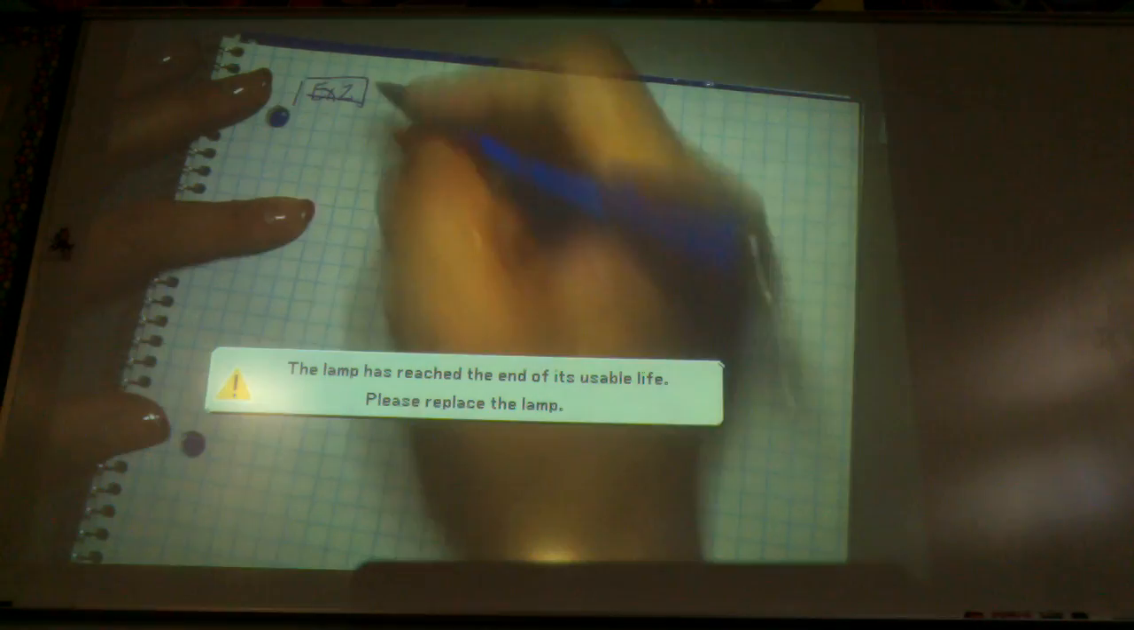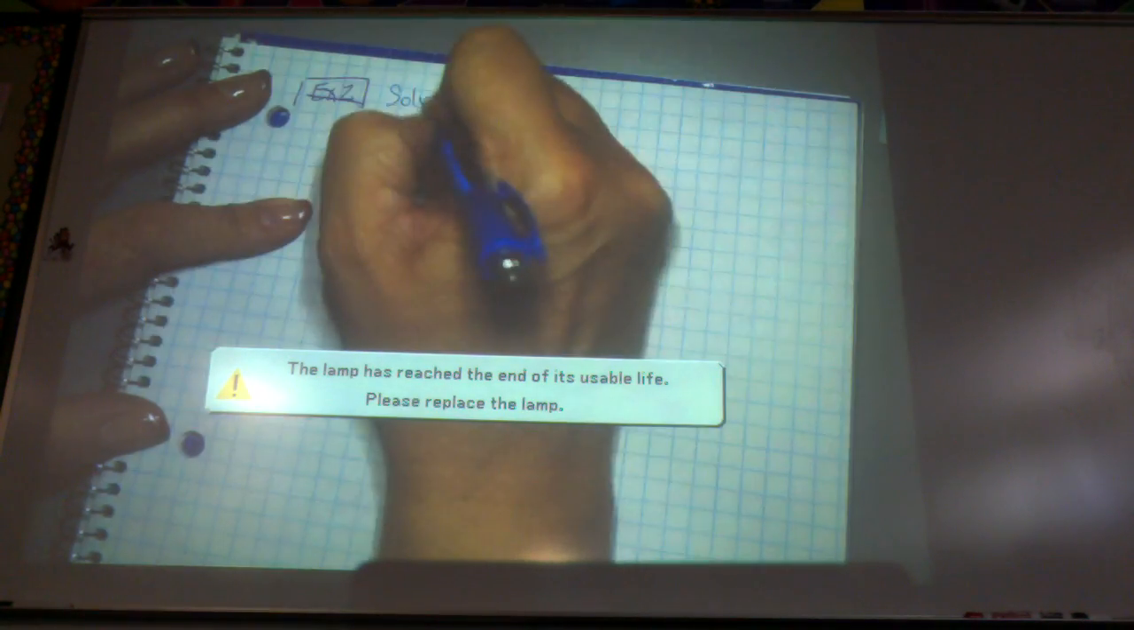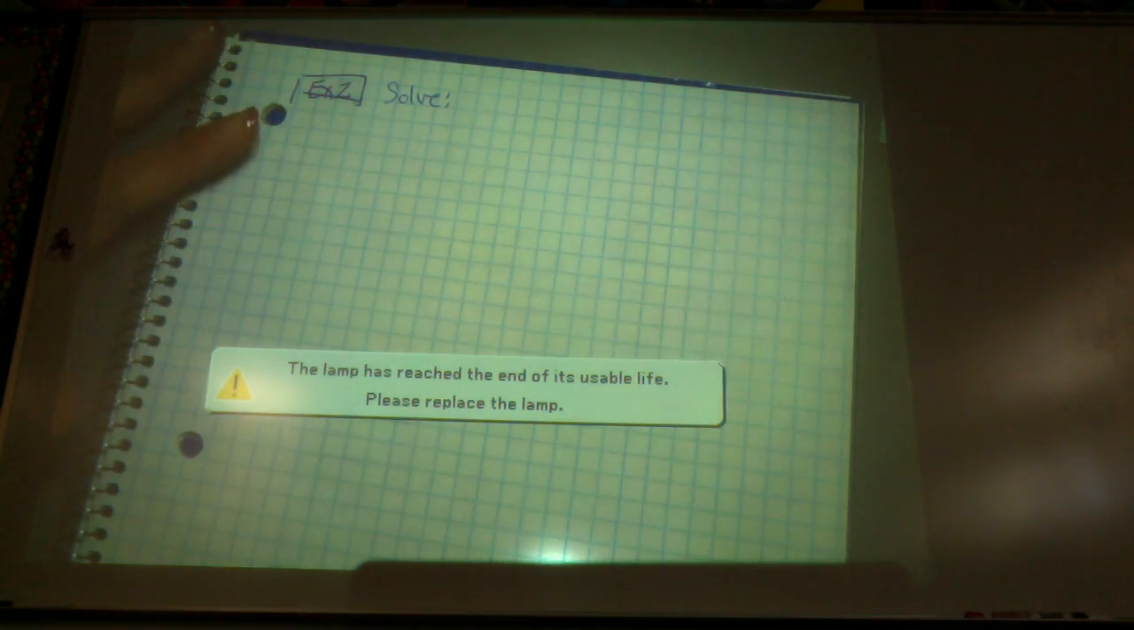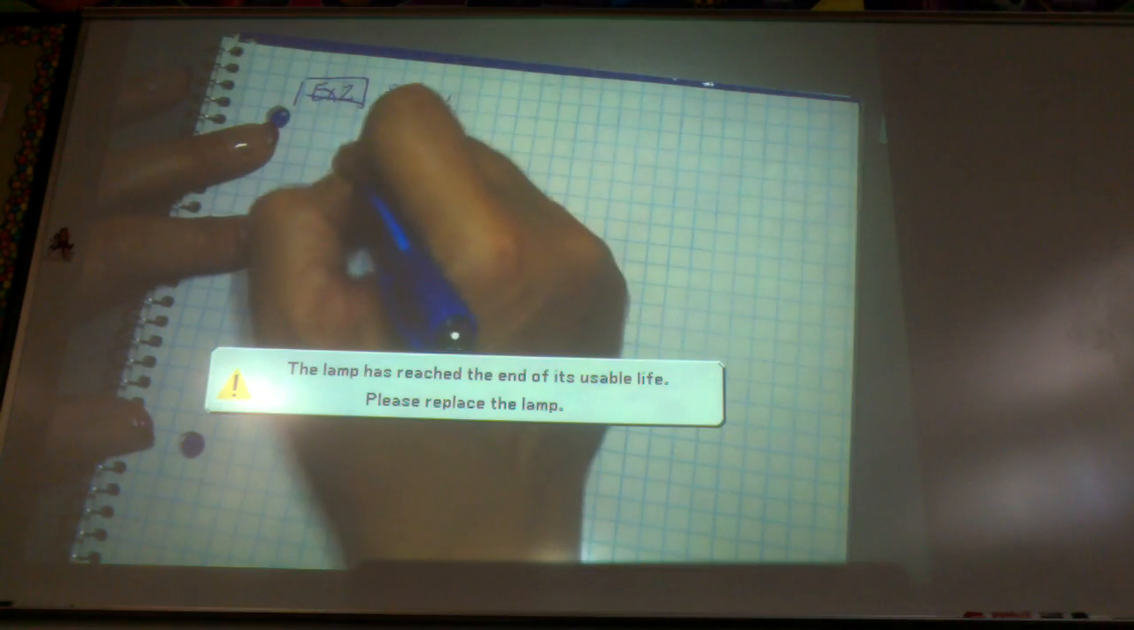So this time, again, you're going to solve. Somebody getting ready to give me a tip back there? A whole quarter, right? Oh.